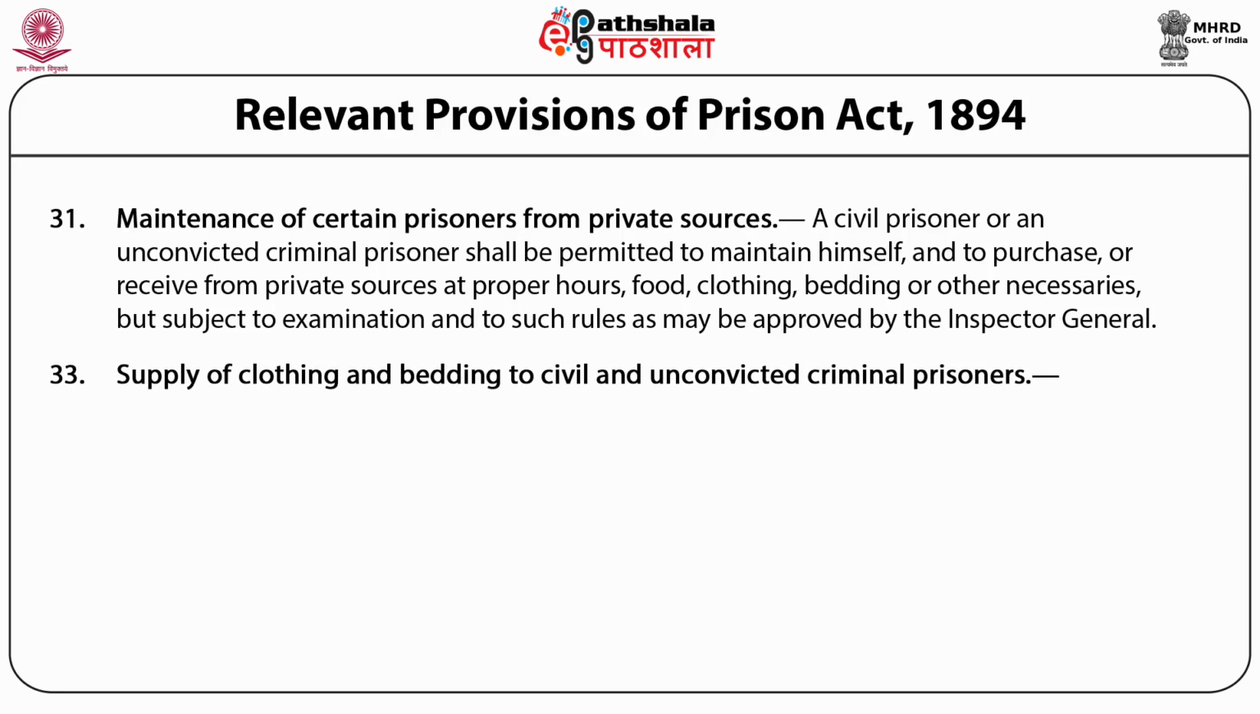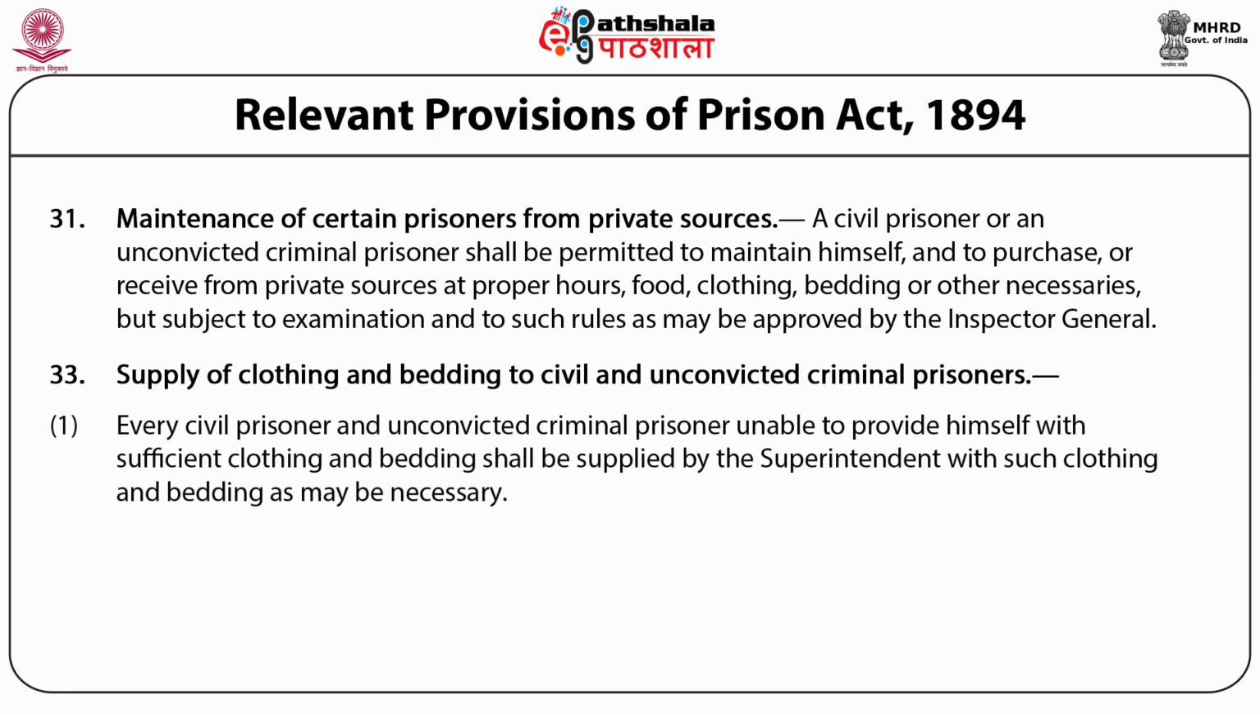Apart from private sources, it's incumbent upon the jail authorities to supply clothing and bedding to civil and unconvicted criminal prisoners. Every civil prisoner and unconvicted criminal prisoner unable to provide for himself sufficient clothing and bedding shall be supplied by the superintendent with such clothing and bedding as may be necessary. So if you don't have the financial capacity to supply yourself from private sources, it is incumbent upon the jail authorities to provide it to you.